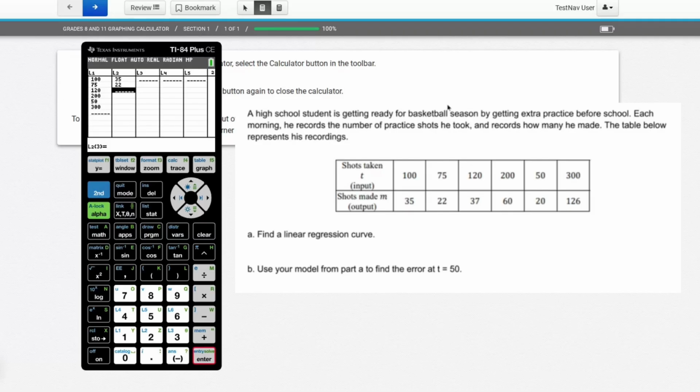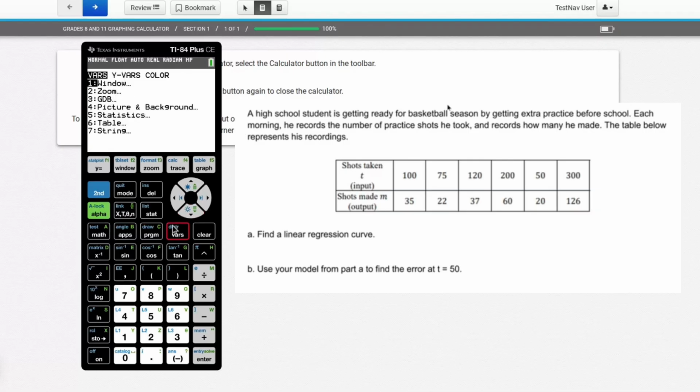35, 22, 37, what else? 60, 20, 126. So we are going to make a linear regression model based off of this information. I don't remember if I need to save it, but I'll do it anyway. Stat, calc, this is LinReg, so that's going to be 4. Let's save it. So go to store RegEQ, Vars, Y-Vars, enter, and then we're just going to hit calculate.